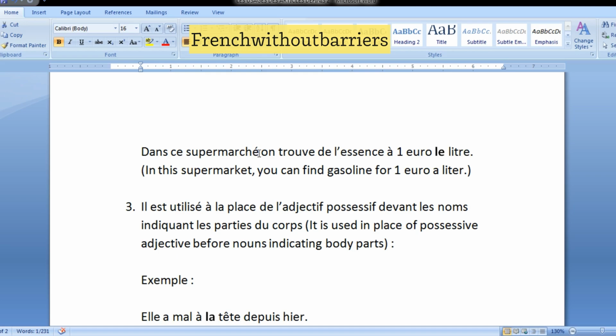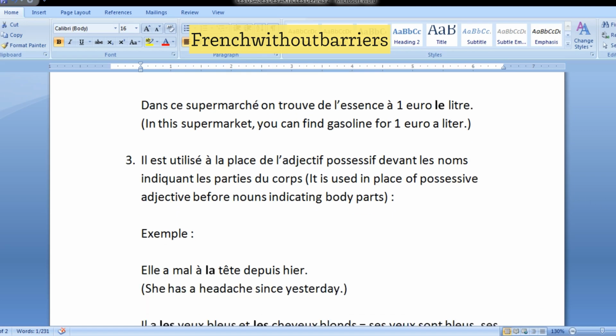Again, in English, you are saying a liter, 1 € a liter, but in French, you have to say 1 € le litre. Okay, guys, for measurements we use your definite articles. Please keep that in mind. This is a very common mistake.